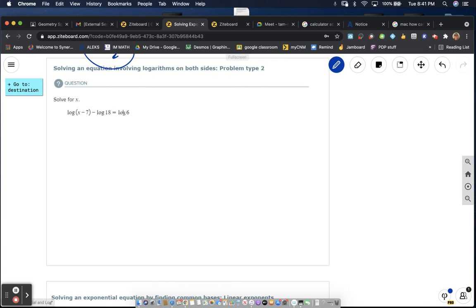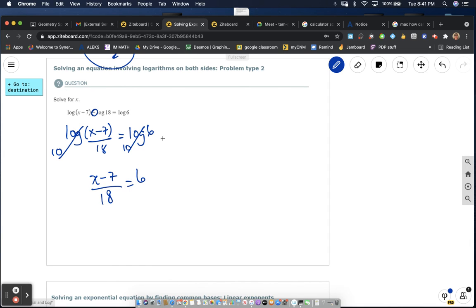Okay, again, look, it's log 10. You guys, we're going to use rule 2 to condense. So log of x minus 7 over 18 equals log of 6. Okay, now we have equated it. So you can exponentiate it, 10 to the, it'll cancel out both of these, and you can just set these equal to each other. You see how cool that is?